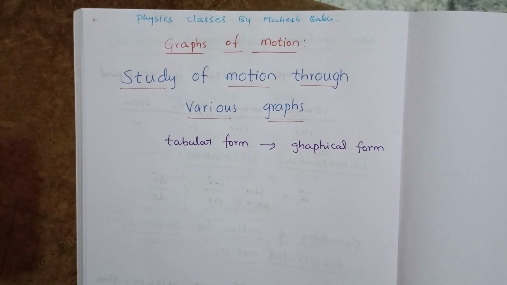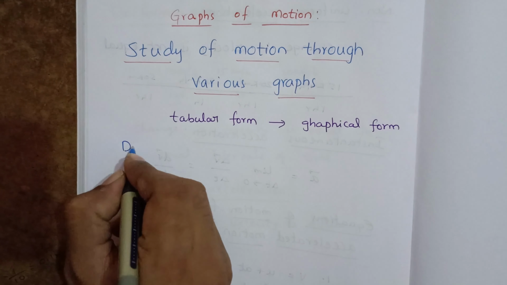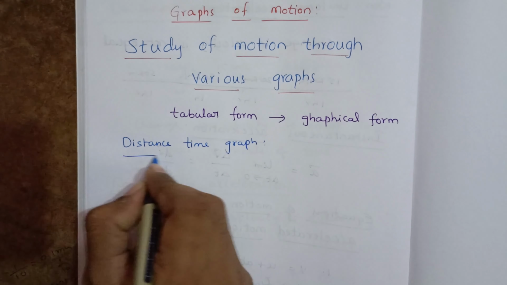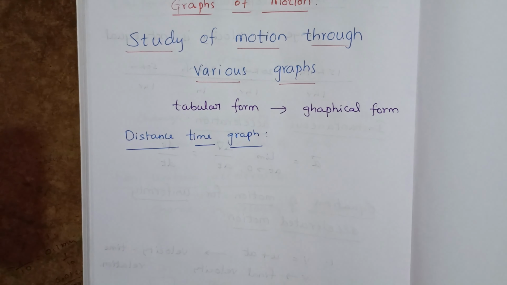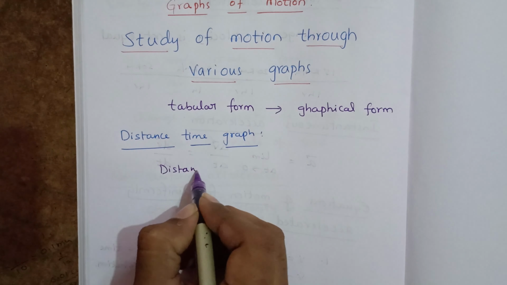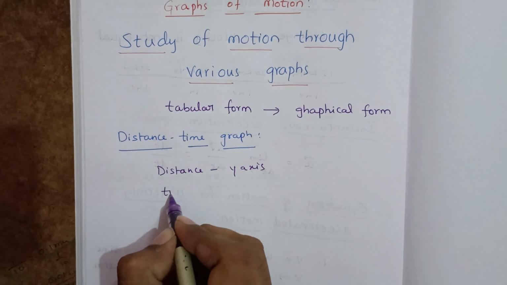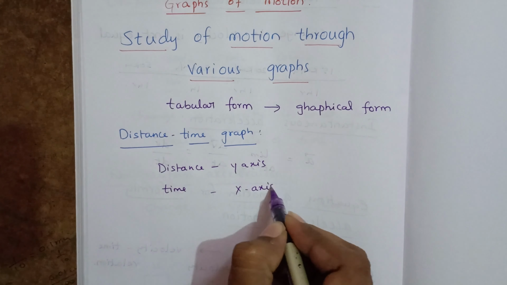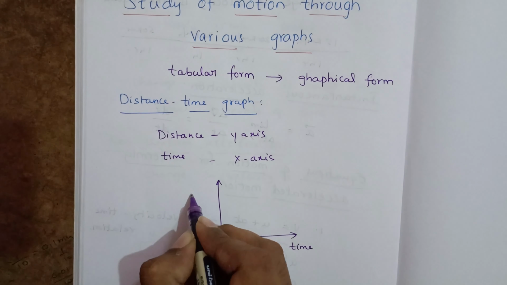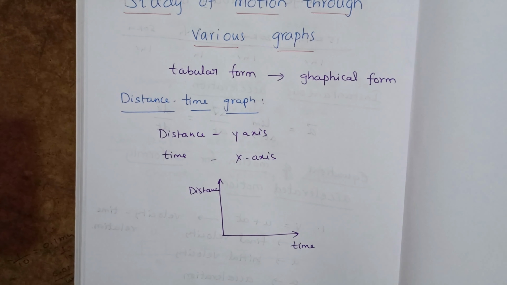Now we have different types of graphs. The first one is the distance time graph. In a distance time graph, distance is taken on the y-axis and time is taken on the x-axis.